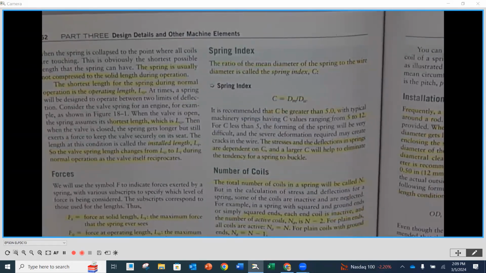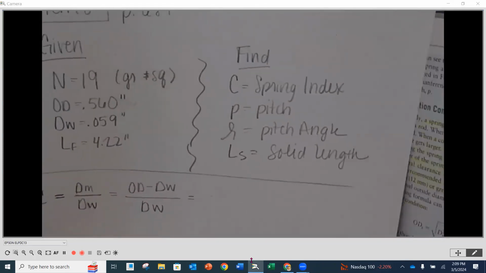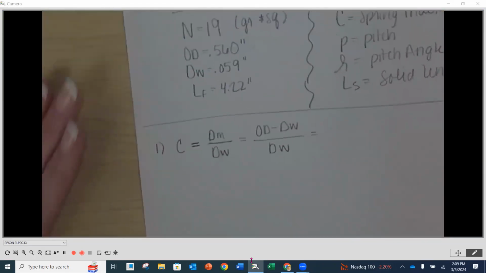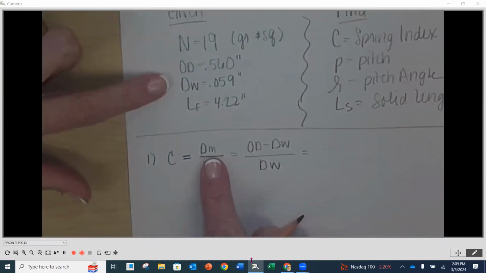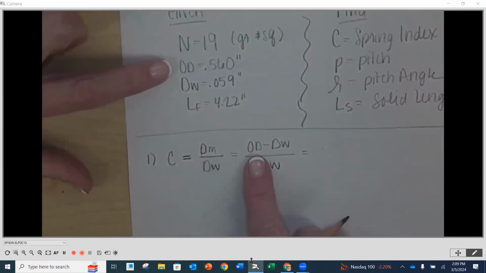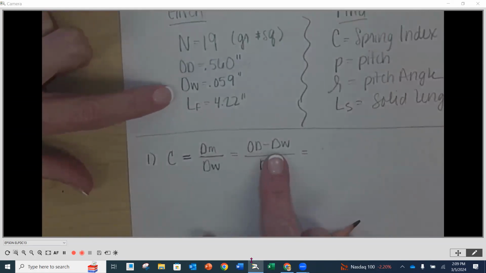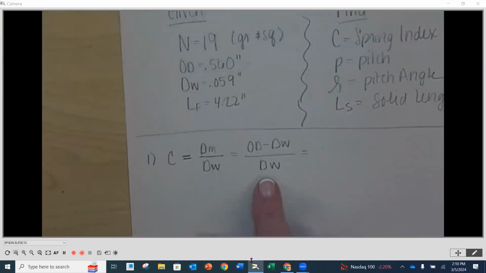So if you want a smaller inside diameter, for instance, then you want to be sure that you're using smaller wire and trying to get around that so that you don't exceed that. So I'm going to go underneath, and what I did was write out that equation. Because we're not given the mean diameter, we need to calculate it. So we need to take the outside diameter and subtract the wire diameter to get that mean diameter, and then divide that by the wire diameter.